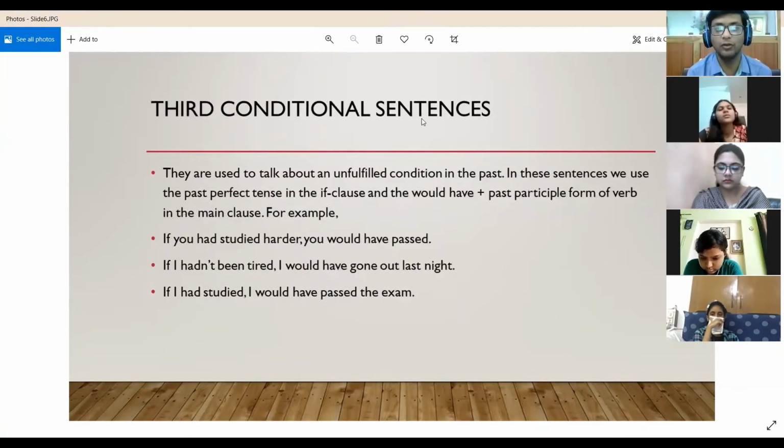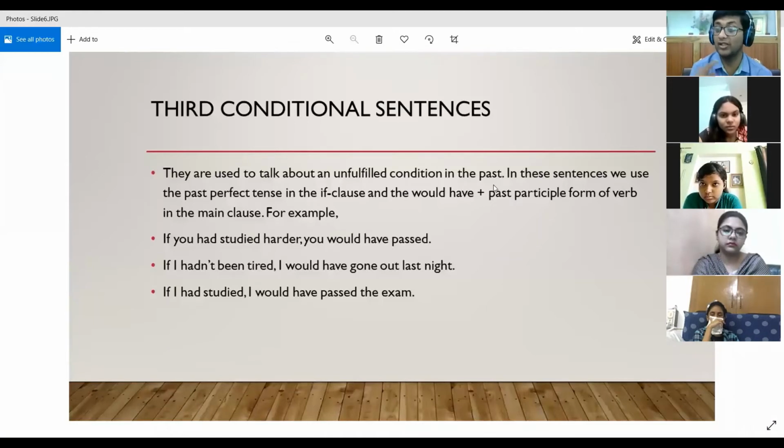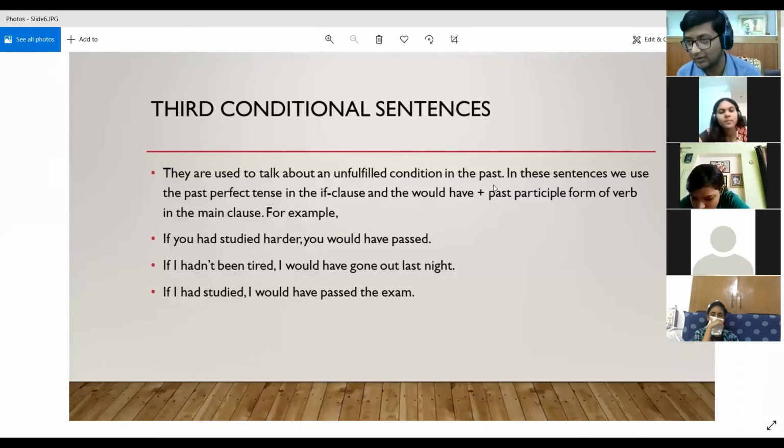The fourth form of the conditional sentence is the third conditional sentence. Now let's see. They are used to talk about an unfulfilled condition in the past. So all these conditions have already happened in the past and they were not fulfilled. Now we are totally talking about the past, about conditions that were not fulfilled. So in these sentences, we use the past perfect tense.